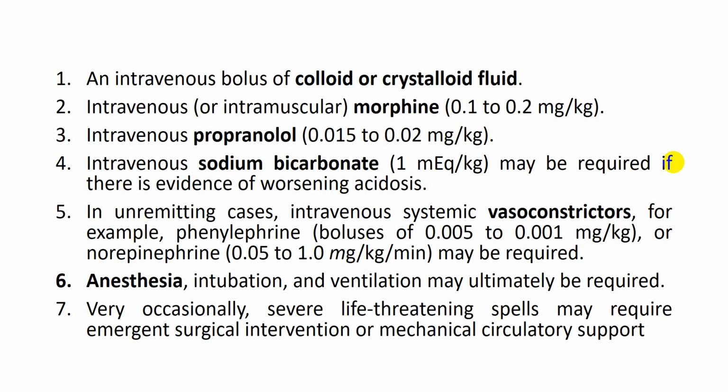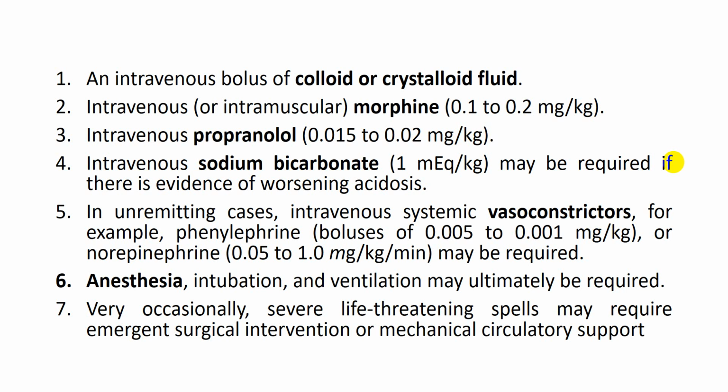If there is worsening acidosis, sodium bicarbonate 1 milliequivalent per kg should be given. If no response, then give an intravenous systemic vasoconstrictor. Again, the same mechanism: increased systemic vasoconstriction and systemic vascular resistance will enhance the flow toward the pulmonary circulation. So use phenylephrine or norepinephrine.